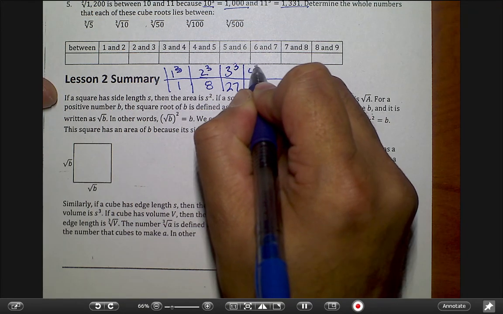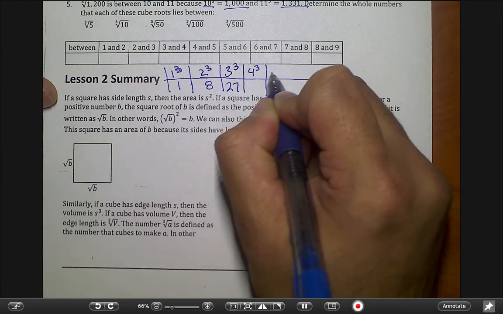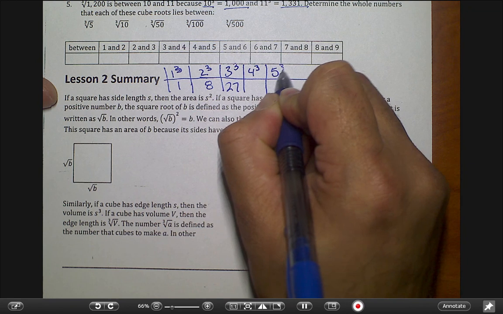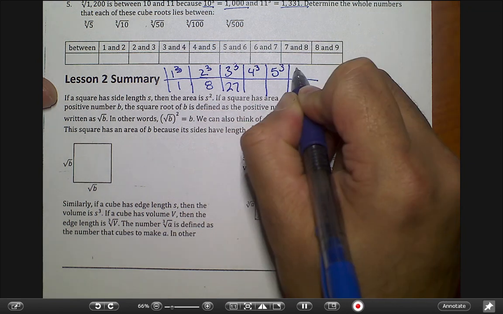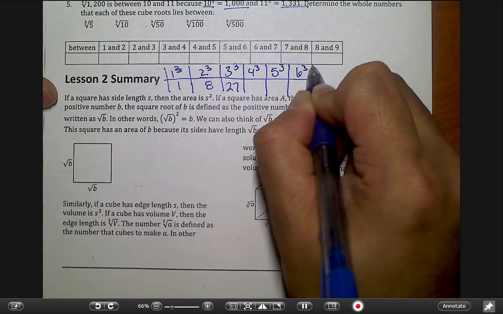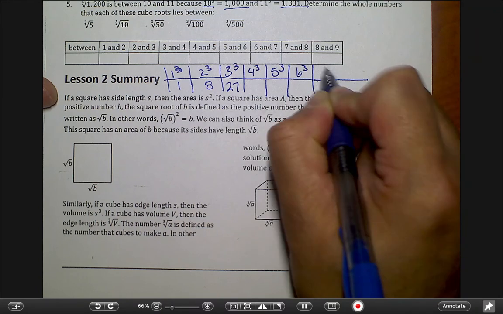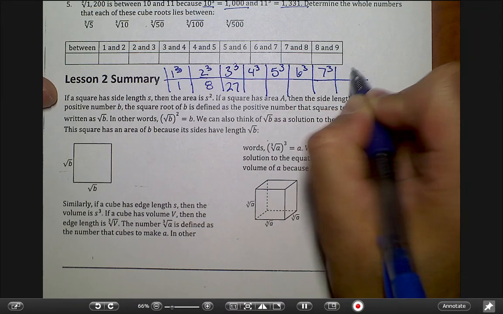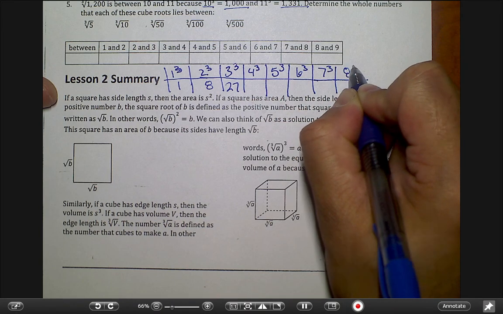Now, fill this in for your own purposes right now. And you can use your calculator on this.